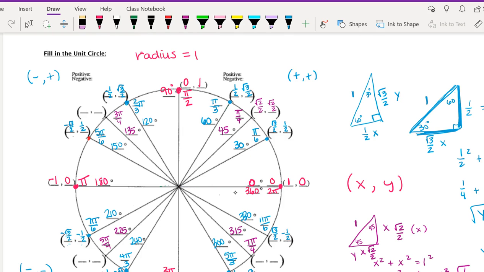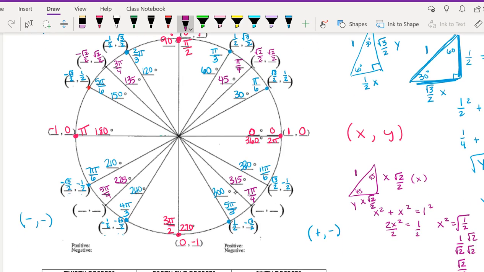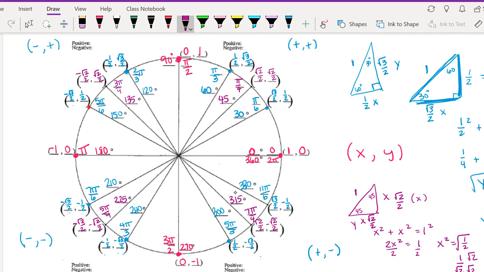Okay? If I look at quadrant 2, it's the same distance and height. I just changed my signs. In quadrant 3, both signs have to be negative. In quadrant 4, x is positive and y is negative. Okay, so that's the unit circle.